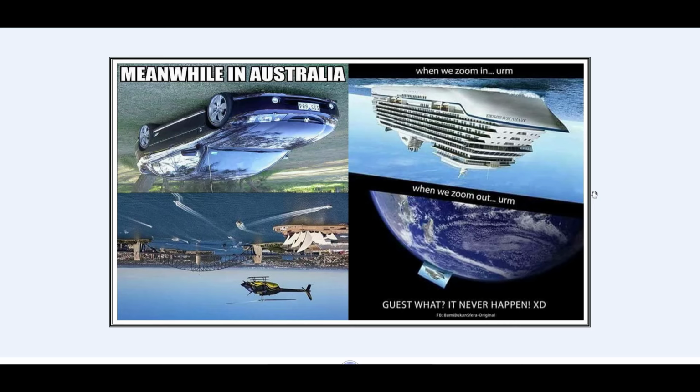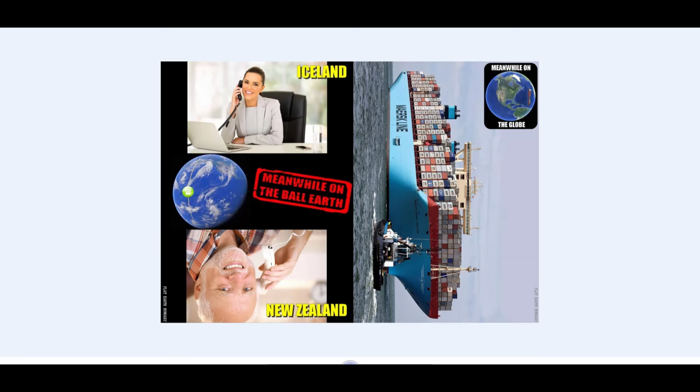When we zoom in, when we zoom out, that's how the ship behaves on a spinning ball earth with curvature. The helicopter as well, in the car. It's very interesting how the spinning ball earth with curvature works. Meanwhile, on the ball earth, Iceland, New Zealand. Wow, Iceland and New Zealand.